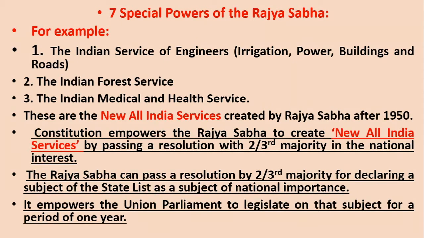Means it can pass a resolution with two-thirds majority. Any subject of state list, it can be declared by Rajya Sabha to be a subject of national importance, and in that case, the Union Parliament can legislate on such subject for 1 year. And in that case, it will not be for a particular state. It will be for complete India. When national legislature makes laws on any subject, that is applicable on complete India.